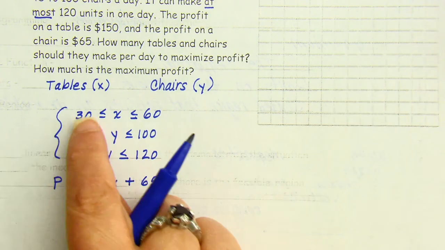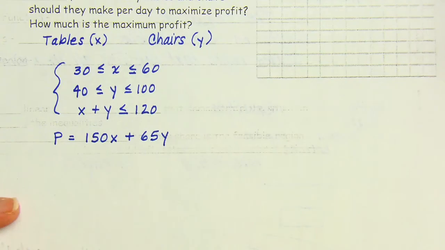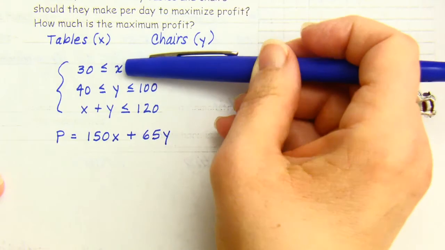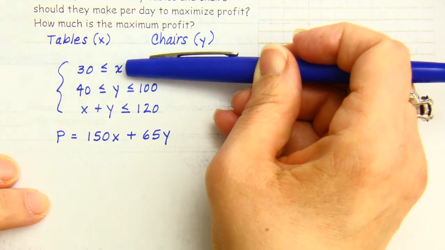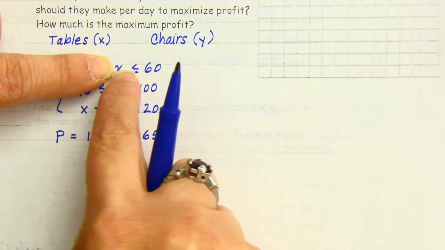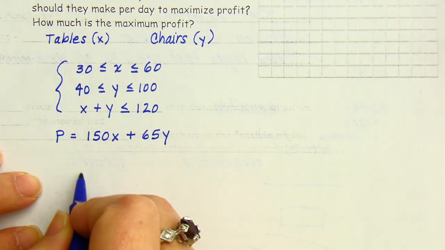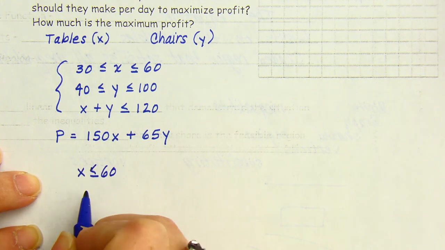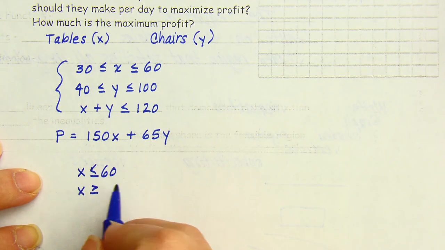Now, because the top two inequalities in my system are compound inequalities, we have to break them apart. If I cover this part up and read this backwards, this says X is greater than or equal to 30. And this side says X is less than or equal to 60. So I'm going to break those apart. X is less than or equal to 60. X is greater than or equal to 30.